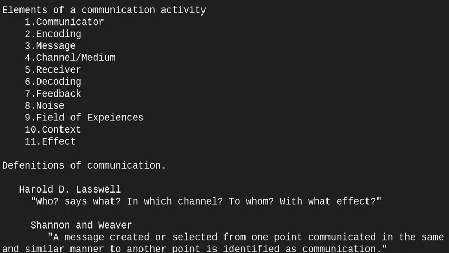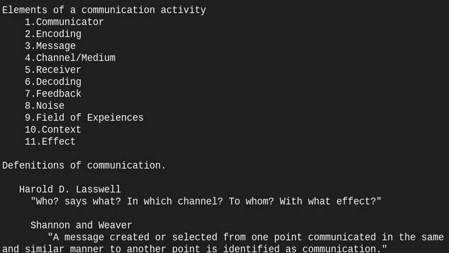Then decoding, that is the reverse process, the process which converts the symbols in the message into our own language in order to understand the content. Then feedback, that is the observable response of the receiver. Then noise, actually this will be a barrier in the communication process, and in your syllabus you have to learn two basic types of noise: media noise and semantic noise.